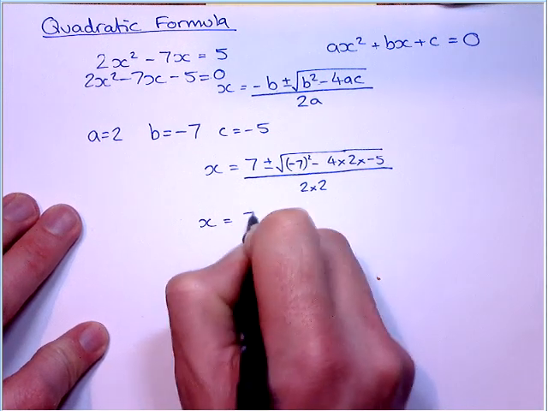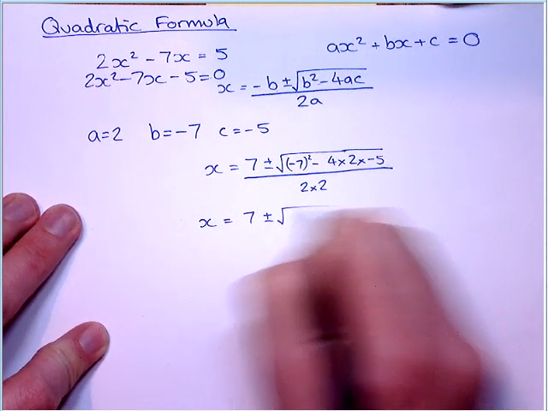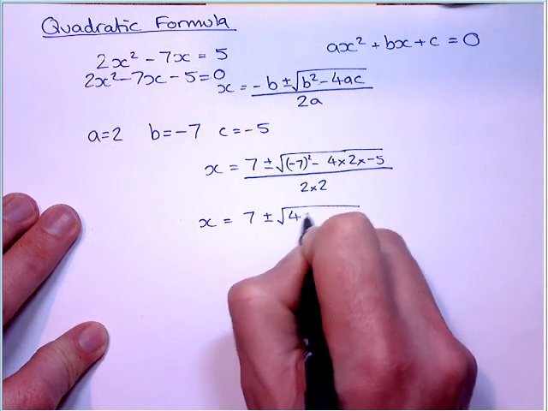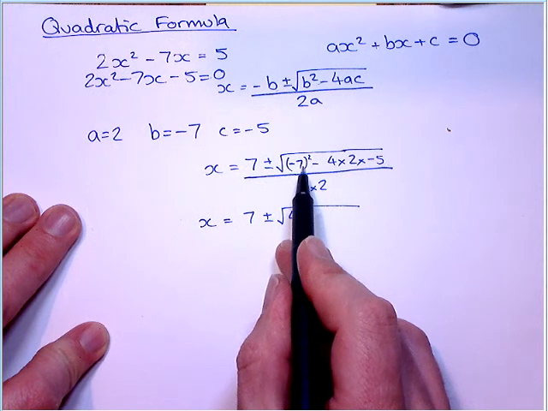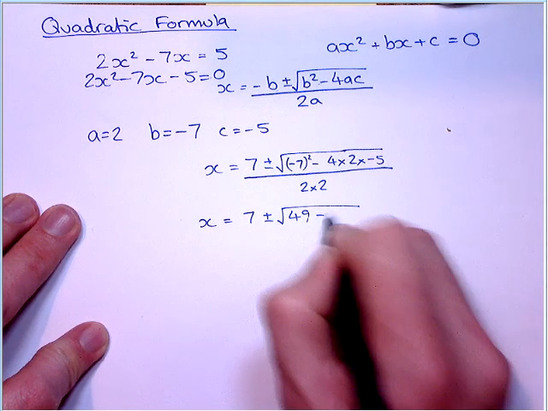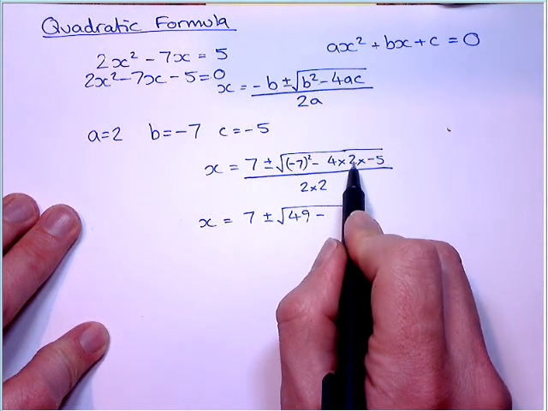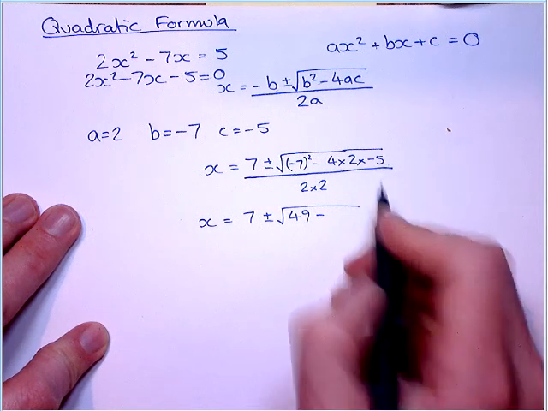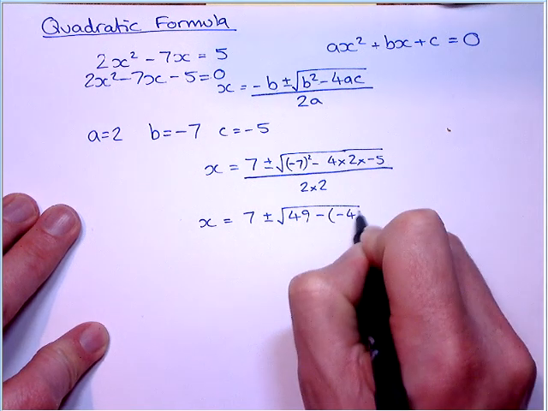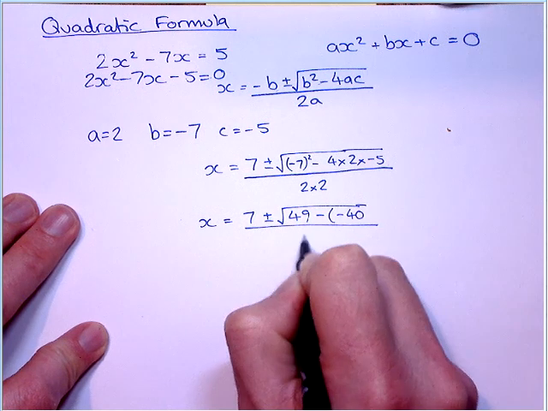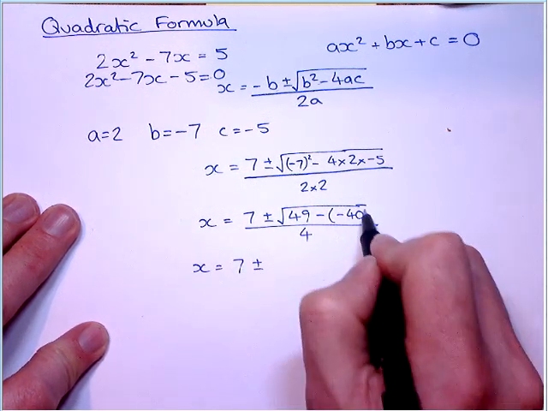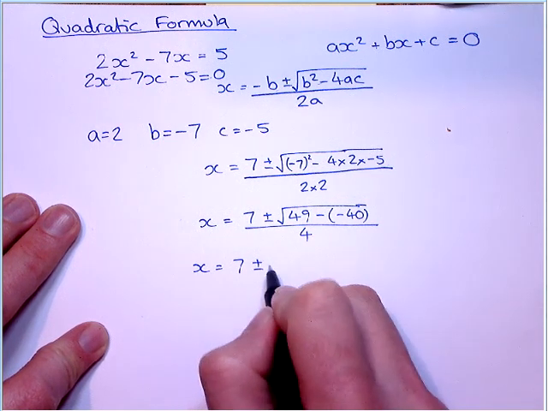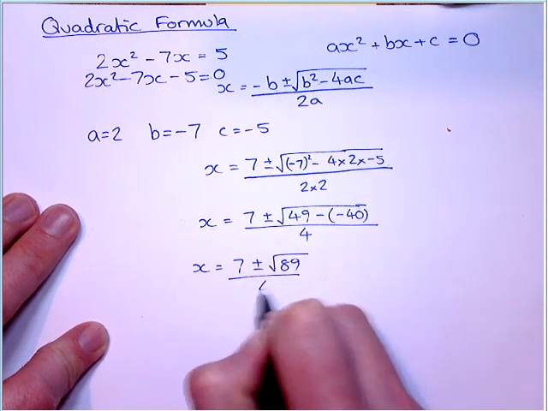So we've got 7 plus or minus. Well, that's 49 minus 7 times minus 7. If you use a calculator, you'll get this wrong. Minus 4 times 2, which is 8, times negative 5, which is minus 40, over 4. Let's tidy up again. 7 plus or minus 49 plus 40 is 89 all over 4.